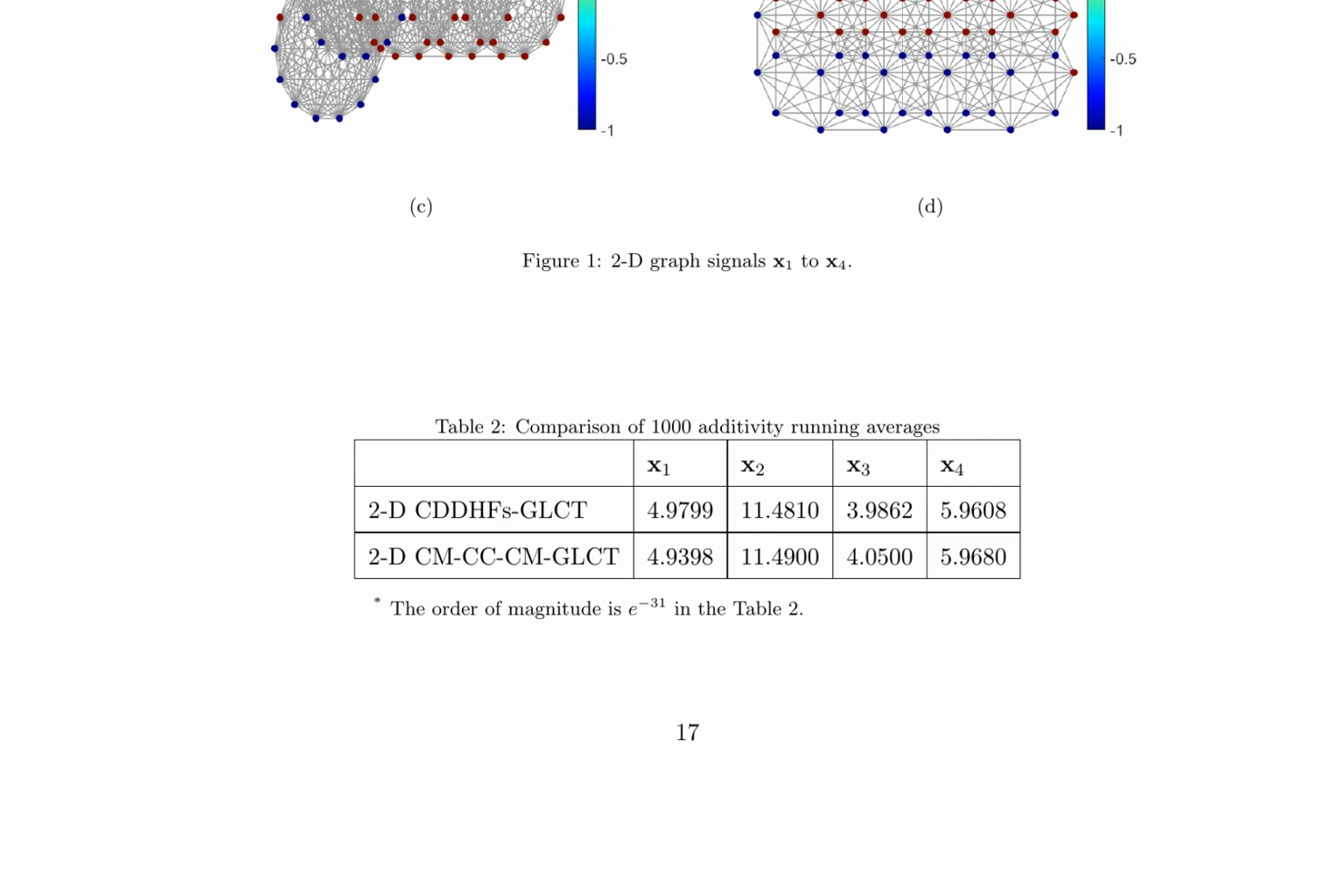The results, tabulated in Table 2, demonstrate that both methods produce additivity running averages with similar orders of magnitude, specifically on the order of E-31. Notably, the 2D CDDHFs-GLCT method yields additivity running averages of 4.9799, 11.4810, 3.9862, and 5.9608 for x1, x2, x3, and x4, respectively. In comparison, the 2D CM-CC-CM-GLCT method produces additivity running averages of 4.9398, 11.4900, 4.0500, and 5.9680 for the same graph signals. This comparative analysis provides valuable insights into the performance of these graph signal processing methods, which can be instrumental in various applications such as graph-based signal processing and machine learning.